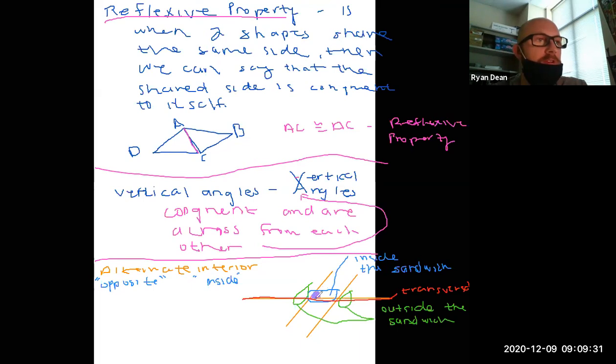They touch each other. So when we do alternate interior, they have to be on opposite sides and on the inside. So the other purple angle would go right here. So these two purple angles are alternate interior. You can also do the same thing with the black ones here. The two black ones are alternate interior. They're both inside the sandwich and they're on opposite sides of the transversal, the red line.